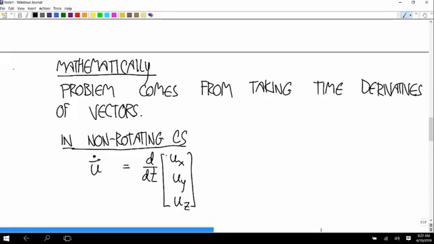And in a non-rotating coordinate system, how do you take that time derivative? So what's this equal to? This was like the first week or something. We went through some stuff like this. Yeah, it's just the derivatives of the individual components.